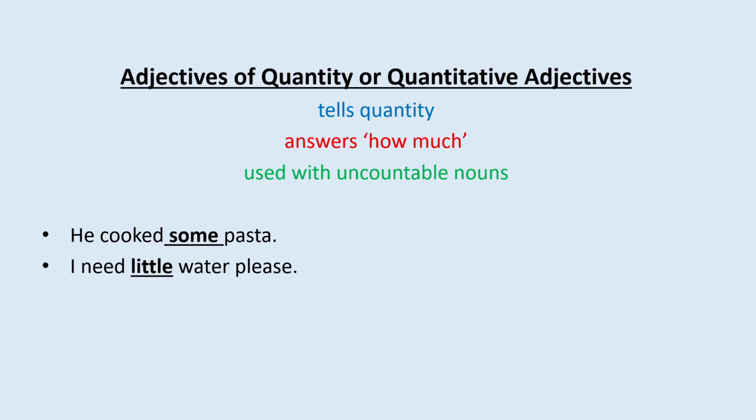Next is, I need little water, please. In this sentence, little is an adjective of quantity because it is answering how much water, little water. Then it is, she didn't have enough cash to buy PSP. How much cash? Enough cash. So it is also an adjective of quantity.